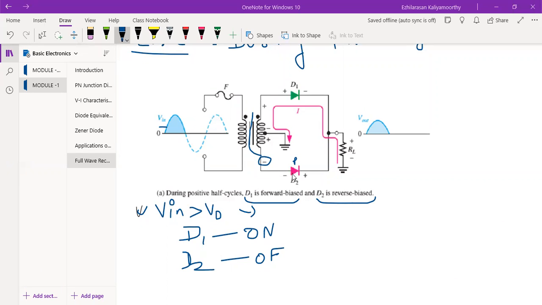So you can say that D2 will be in reverse. Negative is connected to negative. Sorry, negative is connected to the P type. This is N type, so this will be a reverse bias. But here P plus, 2 plus is connected. You have to be very careful in this place only.